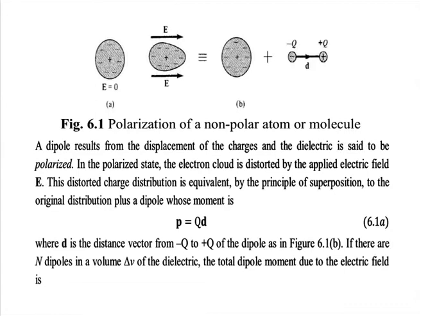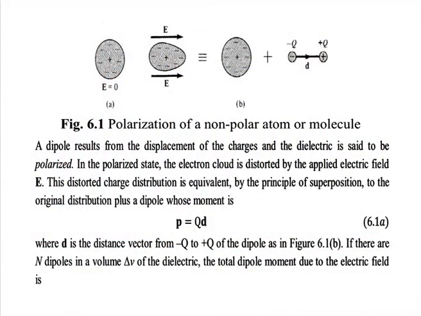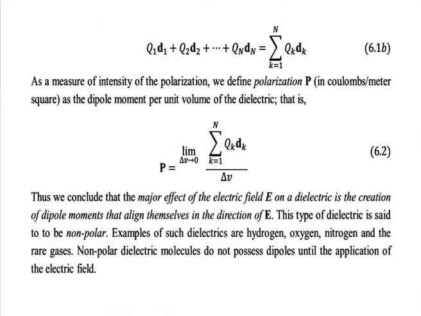But when an electric field is applied, it is equivalent to the case when E is equal to 0 plus a dipole is formed. That is, the negative charge and the positive charge no longer coincide; rather they are displaced by a distance d. This is nothing but the formation of a dipole, where p is the dipole moment, which is equal to Qd, where Q is the charge and d is the displacement between the negative charge and the positive charge. If there are n dipoles in a volume delta v of the dielectric, the total dipole moment due to the electric field is given by equation 6.1b.